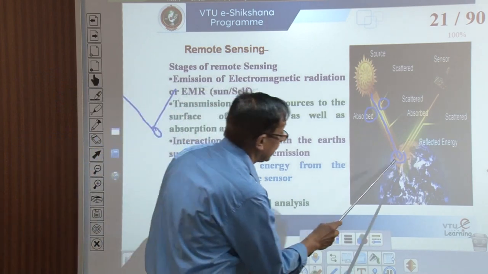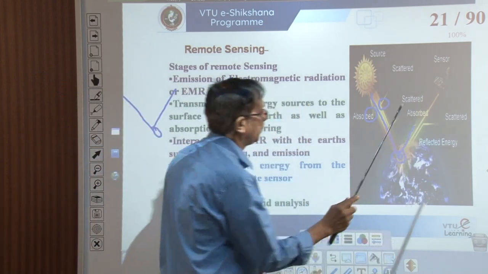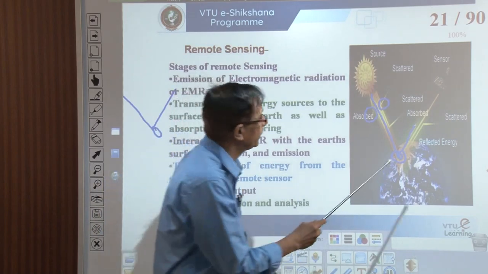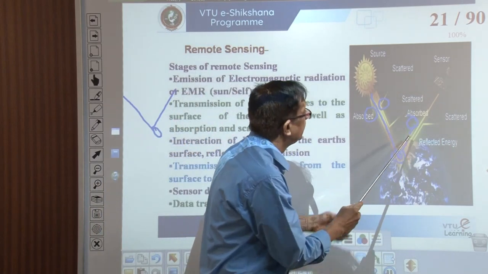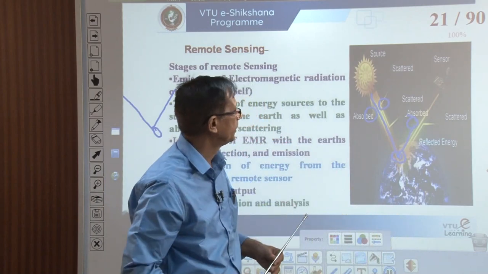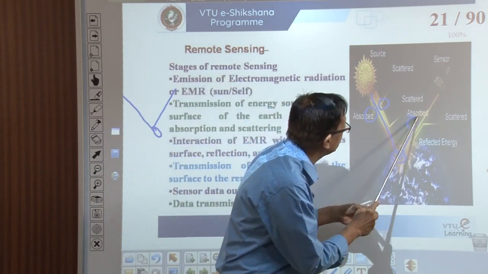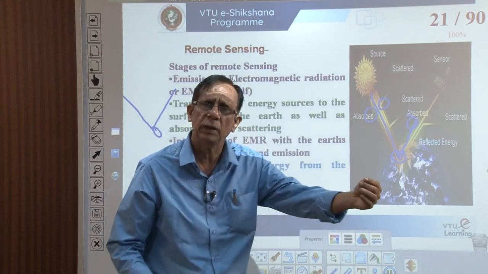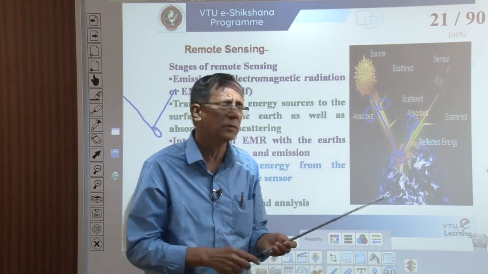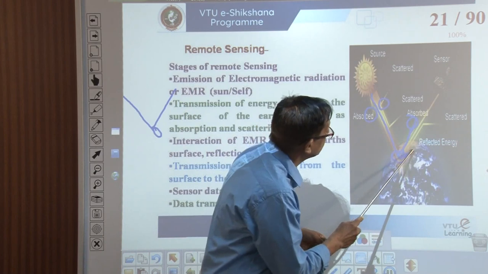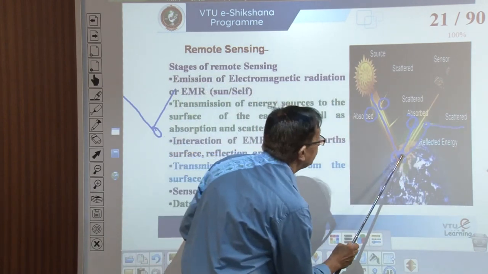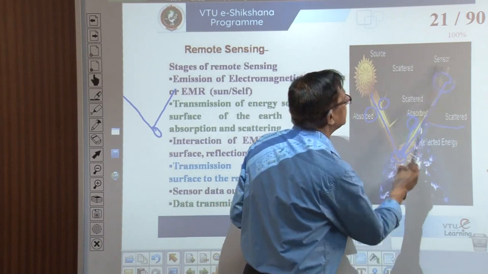Once the energy reaches the ground, it reflects back again to the same atmosphere. There are some constituents that may absorb it, so even then we have absorption. All that reflected energy also does not reach the sensors. Again, there are some constituents that scatter it. Again, only some energy reaches the sensor system.